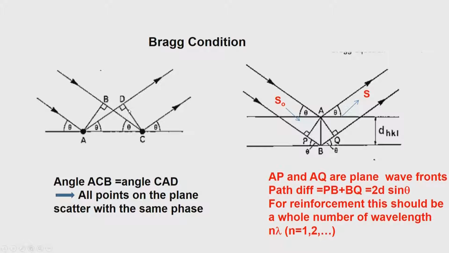Which essentially tells us that if you take any plane and take any point on the plane, the diffraction condition is still the same. That means, if you see this angle ACB and the angle CAD, these two angles are one and the same, which happens to be equal to theta. And because these two angles are equal to theta by construction, it means that any point in this plane will scatter with the same phase. So, if you assume that there are different kinds of atoms in different parts of a given plane, all those atoms will scatter in phase.